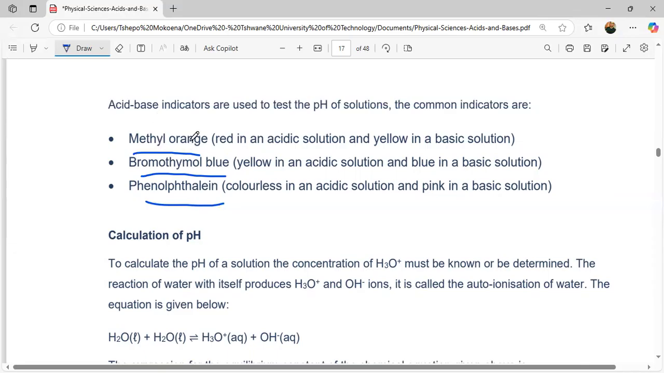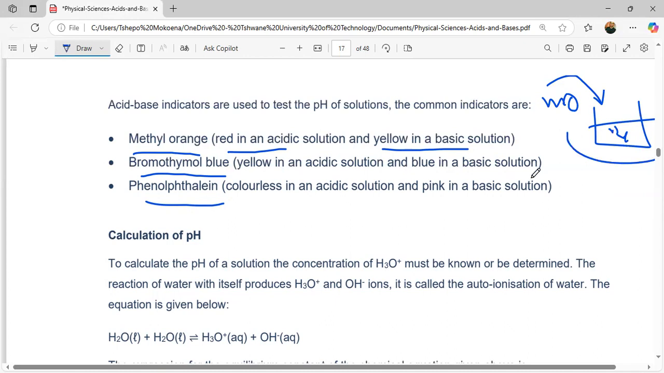Now, when you talk about methyl orange, we say it is red in acidic solution and yellow in a basic solution. So if you have a solution and you add your methyl orange and the solution turns red, that means this solution is acidic. If you add your methyl orange to a solution and it turns yellow, that means the solution is basic.